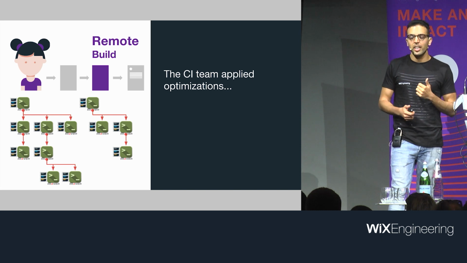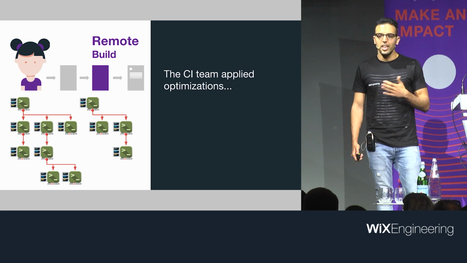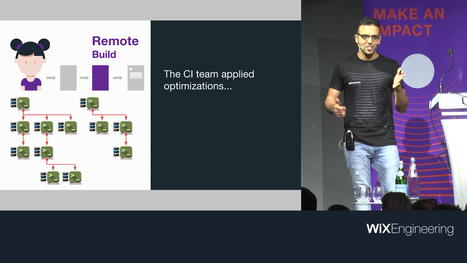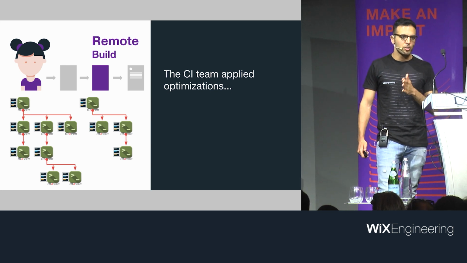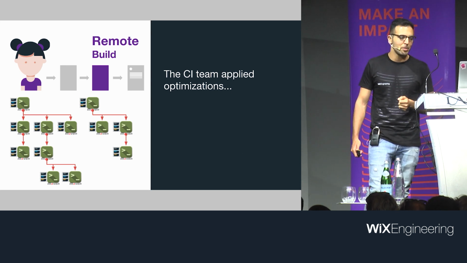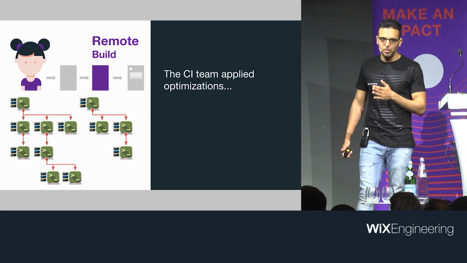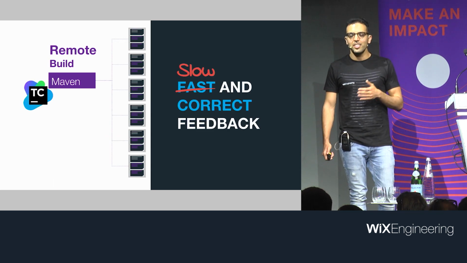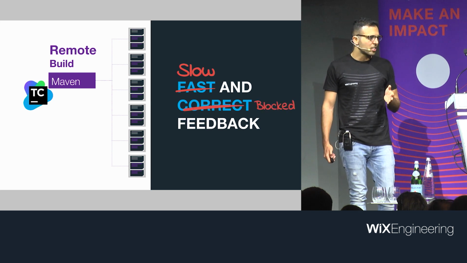For the build server, we cannot really do this compromise, and we have to have a correct build. And so the CI team applied several optimizations, and one optimization that I'm going to talk about is to reflect each Maven module into a TeamCity job and Maven module dependencies into TeamCity dependencies. Thus, we utilize TeamCity distributed parallel work to make the build a bit faster. But the truth is that it's not fast enough. It's slow, and in a lot of cases, it's even blocked.